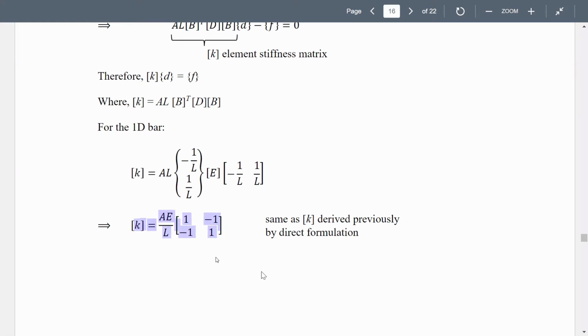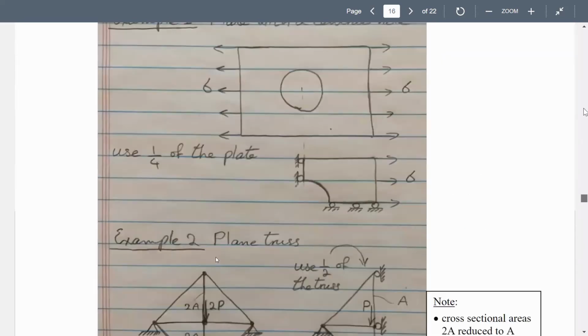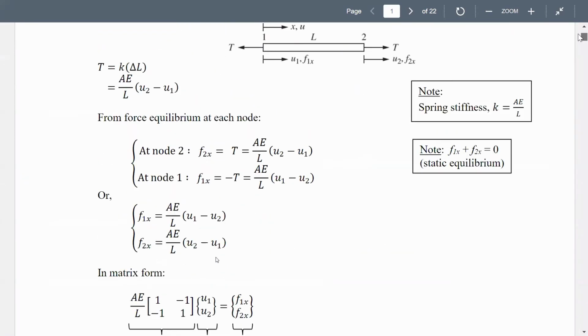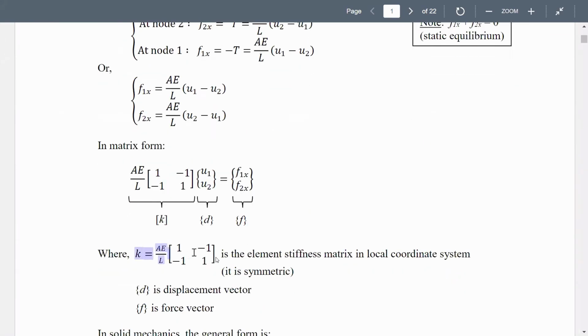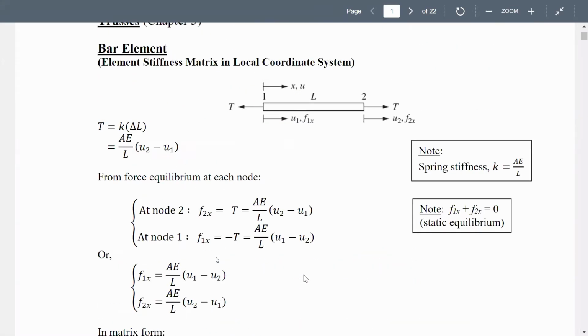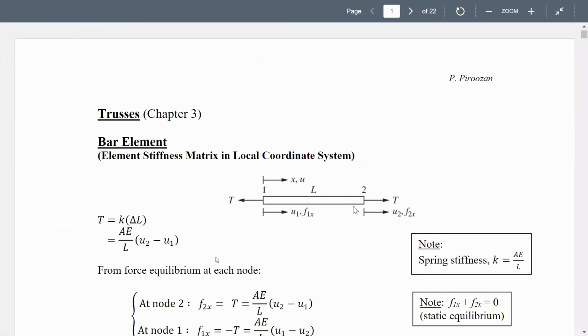Does it look familiar to you or not? Anyone? Yeah. It is what we had before. Very good, you're right. This is A E over L times [1, -1; -1, 1]. Let me quickly go back here. Yeah, this is this one actually, A E over L [1, -1; -1, 1], for this bar when it is subjected to this tensile force.